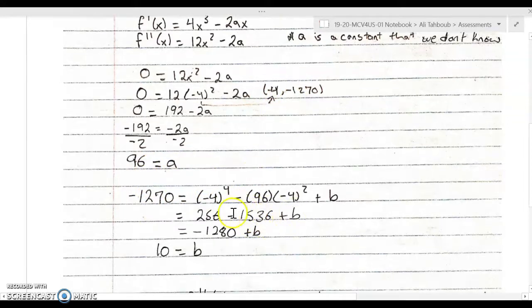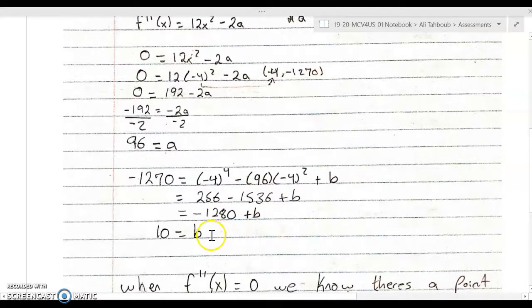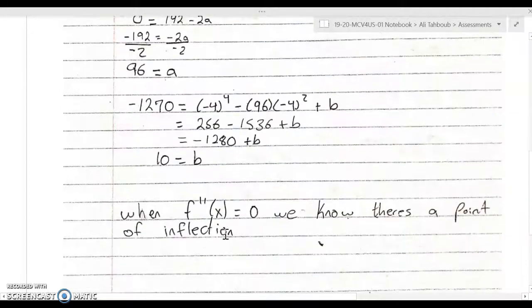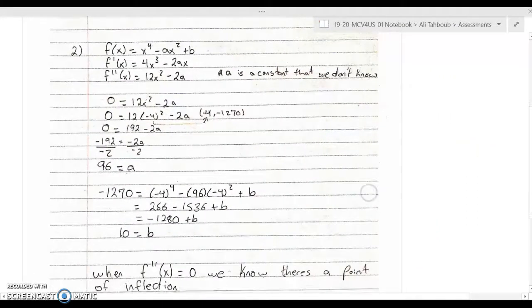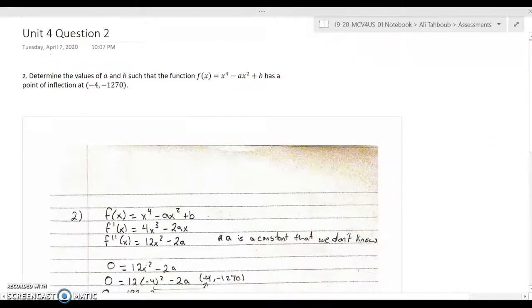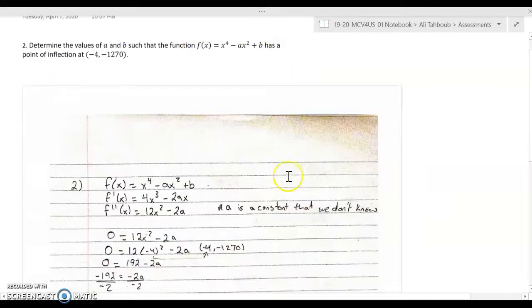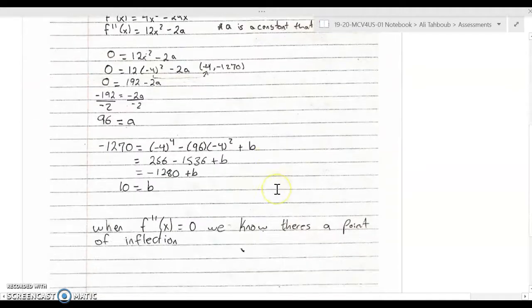Anyways, I basically just isolate for b, and then we solve for b, and we get 10 as b. So the final answer is that a equals 96 and b equals 10 in the equation f of x over here. And yeah, that's the final answer. We found a and we found b.